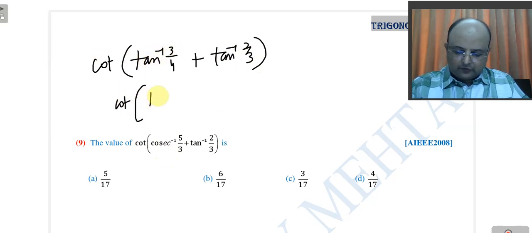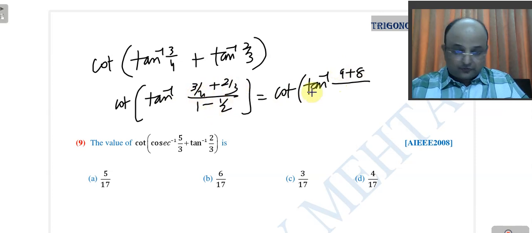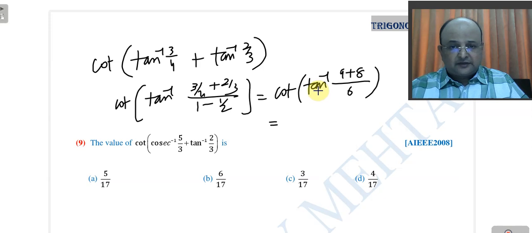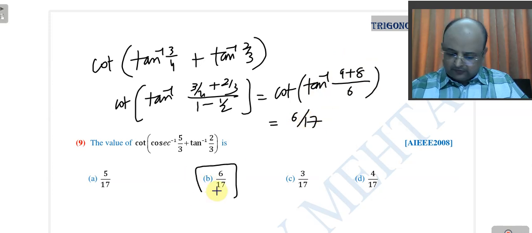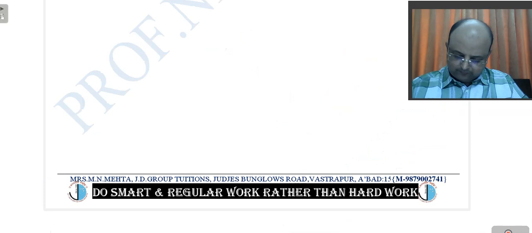So that is cot tan inverse, directly we take, (3/4 plus 2/3) upon (1 minus 1/2). Remember dears, that is cot of tan inverse of (9 plus 8) upon 12, that is 17/12 divided by 1/2, that is 17/6. That is cot. I can directly convert this tan inverse in terms of cot inverse and reciprocal of this, that is 6 upon 17. So yes, this is your answer. So that was question number 9.